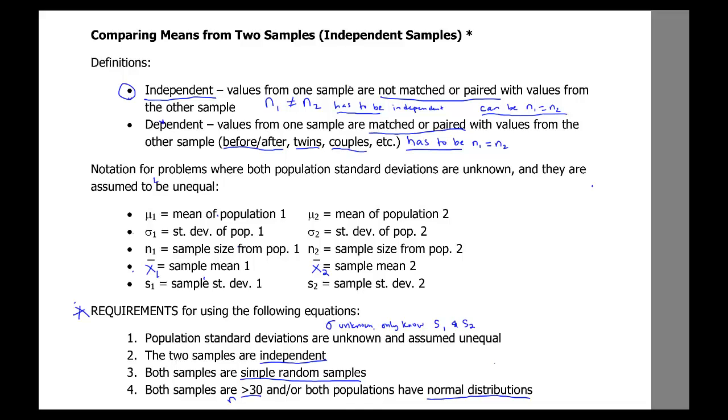Following this in your notes, there's all the equations that you would use, but again, we're just going to look at how the calculator will solve these for us. So the next thing we'll look at is the example.